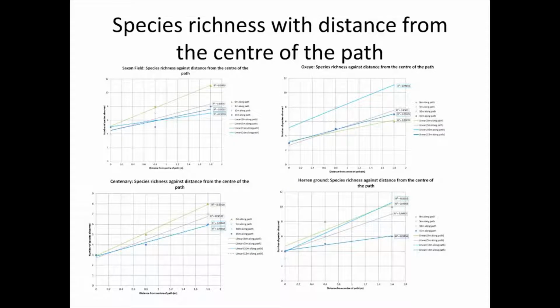So I'm going to be talking about the results that we got. As you can see here, we've plotted the number of species we have observed in each quadrat against the distance from the centre of the path. And we've done this for each field as we've gone along the path. The general trend that can be seen is of increasing diversity as you get further from the path. We've added these trend lines which help you see that. We've got the R-squared values of the trend lines here just so you can see how good the fit is.